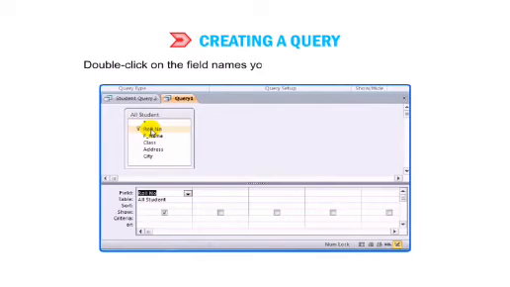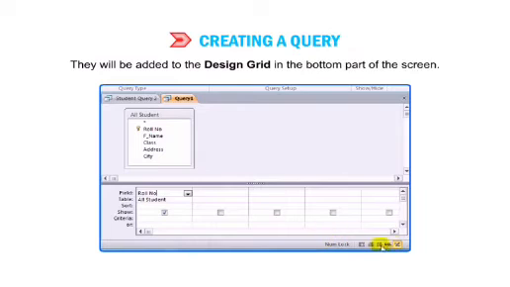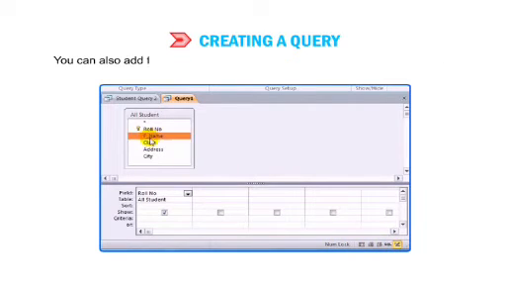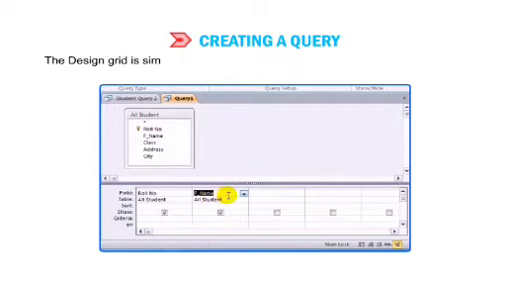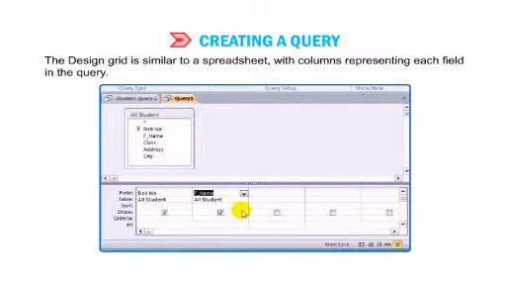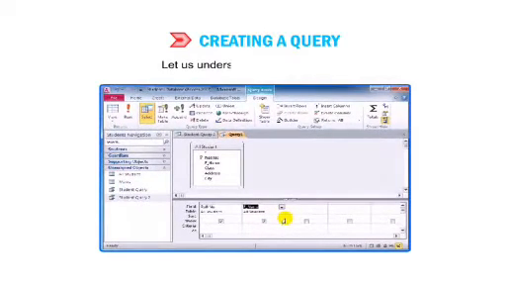Double-click on the field names you would like to add in the query. They will be added to the design grid in the bottom part of the screen. You can also add fields to the query by dragging them from the field list to the design grid. The design grid is similar to a spreadsheet with columns representing each field in the query. Let us understand the design grid.